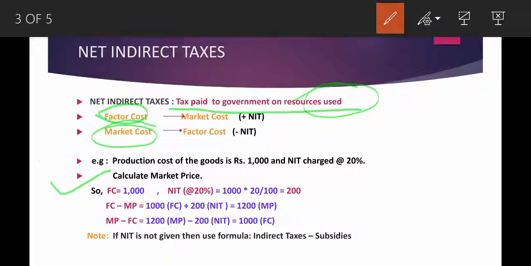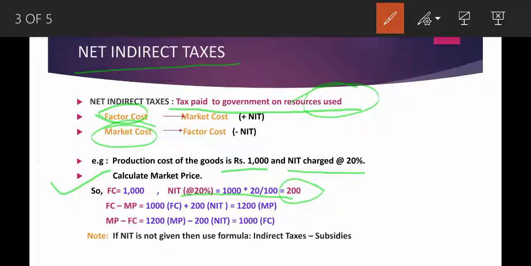Here in the example it says the production cost of the goods is rupees 1000. How much is it? It is rupees 1000. And NIT, what is NIT? NIT is your net indirect taxes. NIT is charged at the rate of 20%. So what are you going to do? You will charge this 20% on 1000, as you can see here. What you have received is 200. This 200 is what?